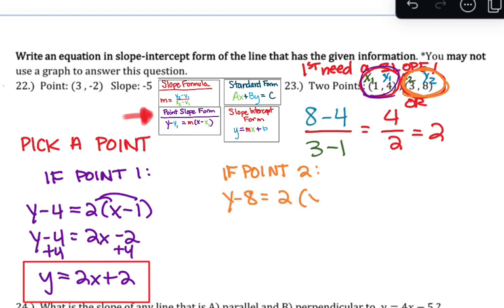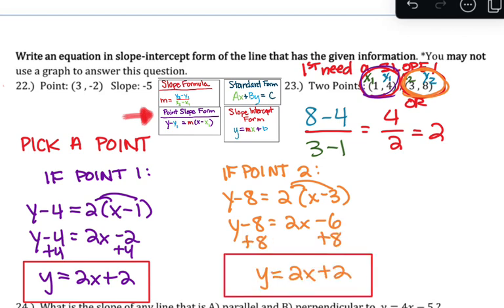So if I use the second point where x is 3 and y is 8, I substitute in for the positions using the same slope that we just solved for, and I distribute and solve. And you can see again, I get y equals 2x plus 2 because they have to be on the same line. It has to be the same. So it does not matter which one you pick. That's why it's an or. Pick this one or that one, and you'll get the same answer.